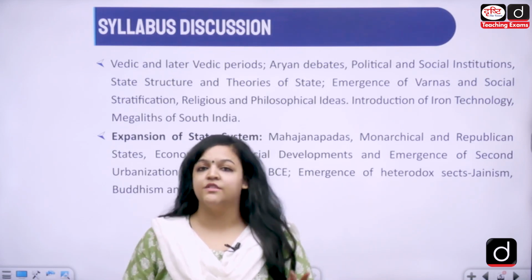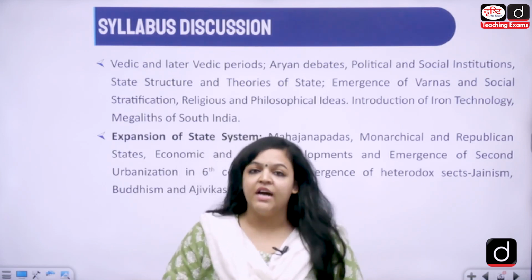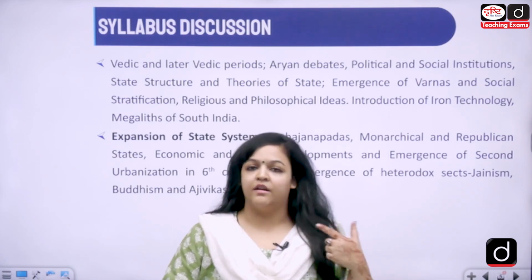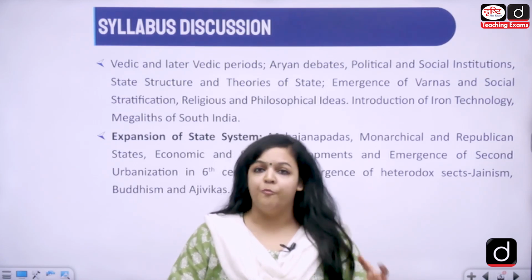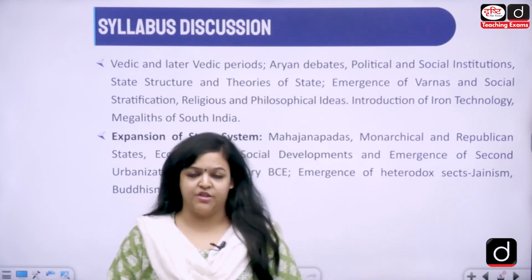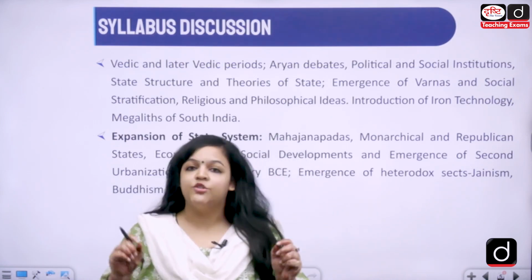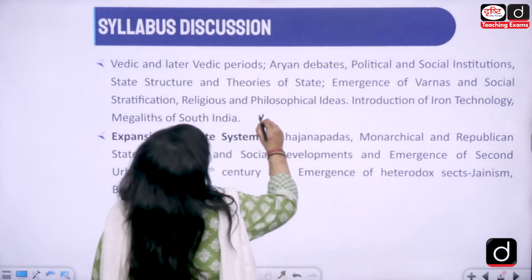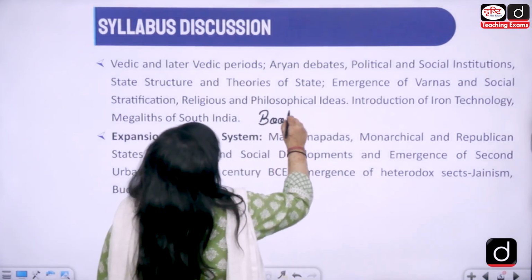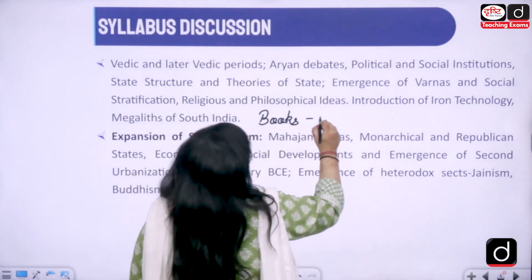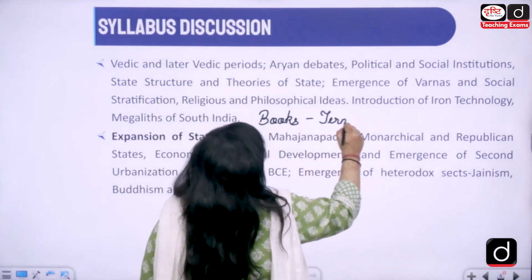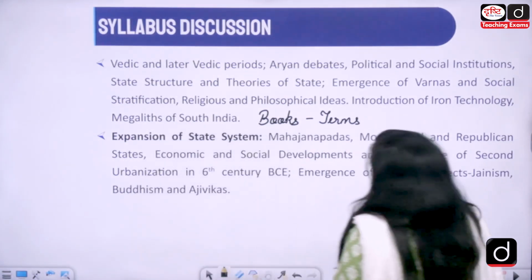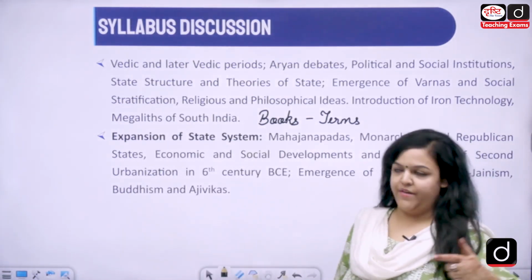When you do the sources, you will realize that the Vedas have a lot of sub-books as well. There are Brahmanas, there are Aranyakas, there are Samhitas, there are Upanishads, and there are various Upanishads which are there, isn't it? So, what is important here? You have to remember the books and the terms which have been used in these particular books. That is very important because you will get questions from there.